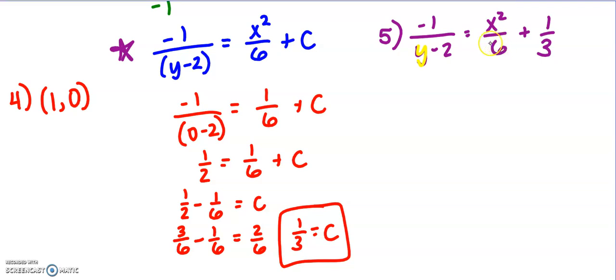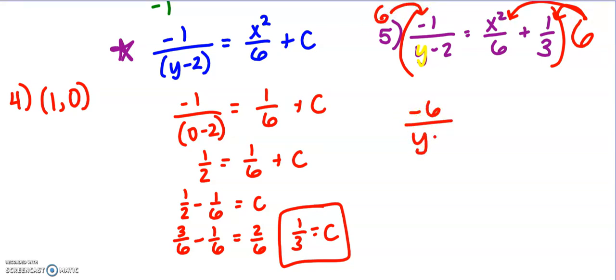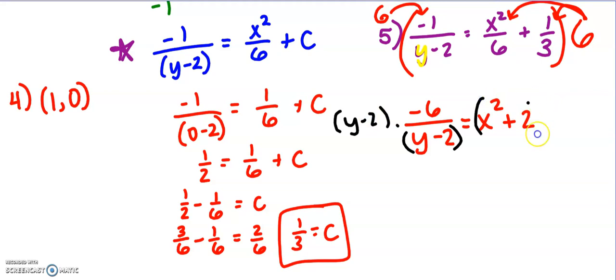I'm going to notice right now that I have denominators of 6 and 3 that I could clear out if I just multiply both sides by 6. So I'm going to distribute a 6 to the right side, and I'm also going to distribute a 6 to the left side. This will be negative 6 over y minus 2 equals x squared plus 2. The next step then would be, I personally think, multiply by y minus 2, because we need to get that y up in the equivalent of the numerator.